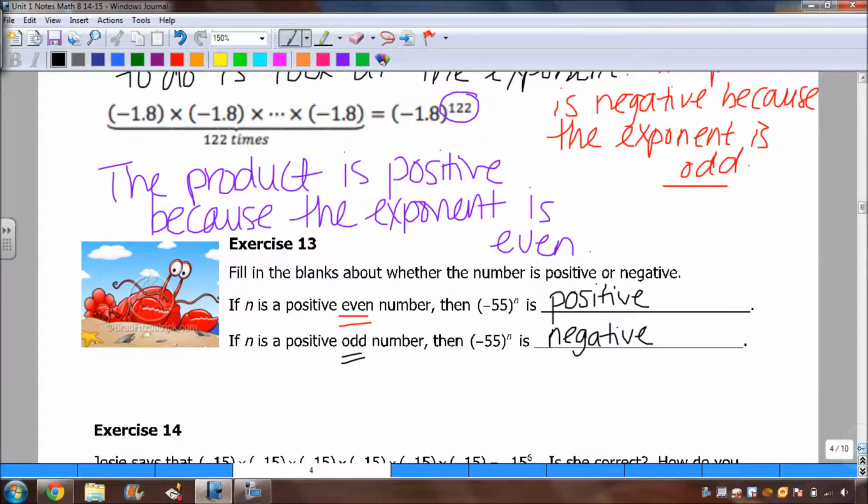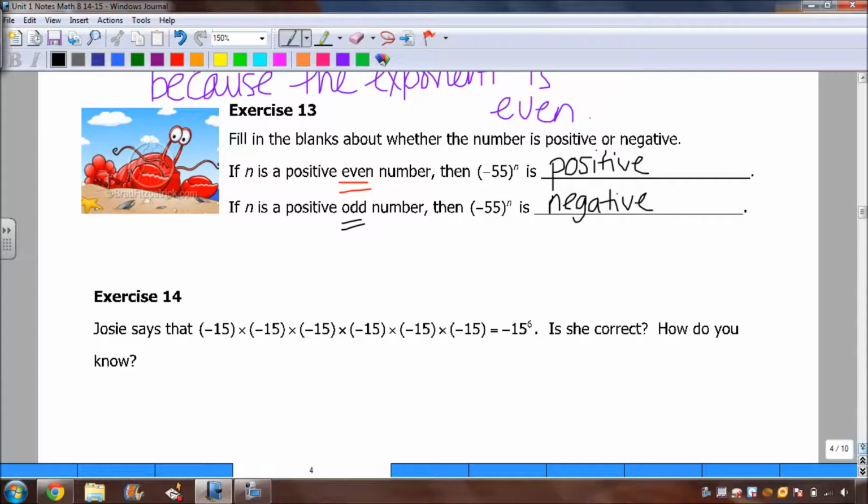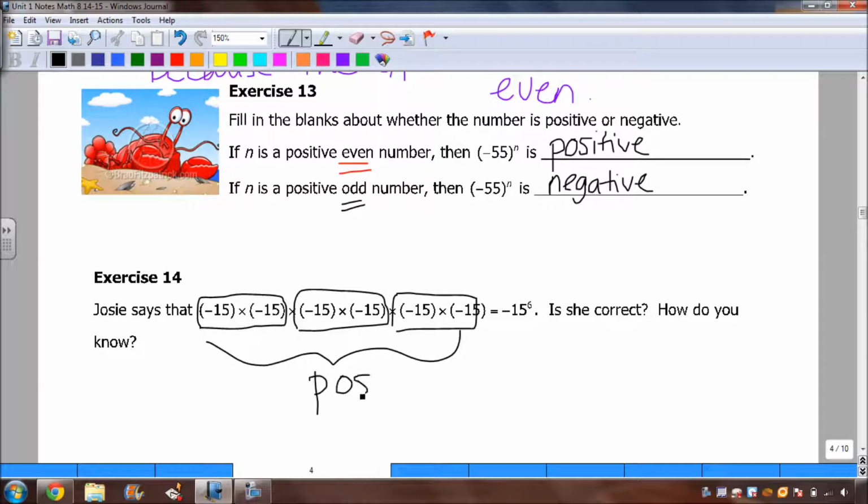All right, so now exercise number 14. Josie says that negative 15 times negative 15 times negative 15 times negative 15 times negative 15 times negative 15 is negative 15 to the 6th power. Is she correct and how do you know? Well, if you have 6 of these right here, these will become positive, positive, positive. So that means that the final answer is going to be a positive answer.